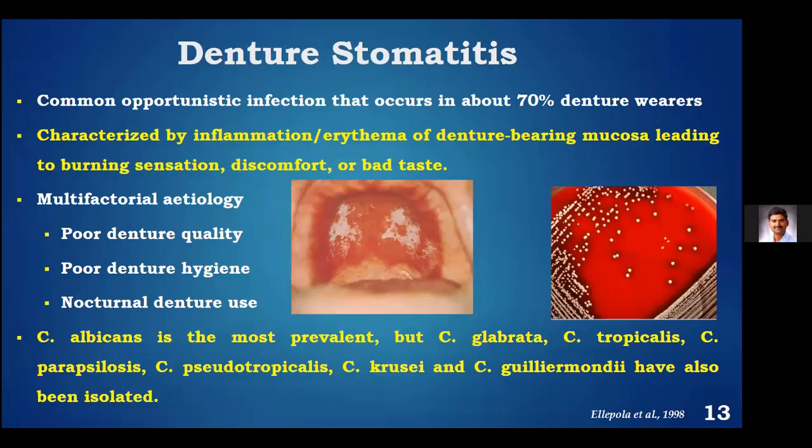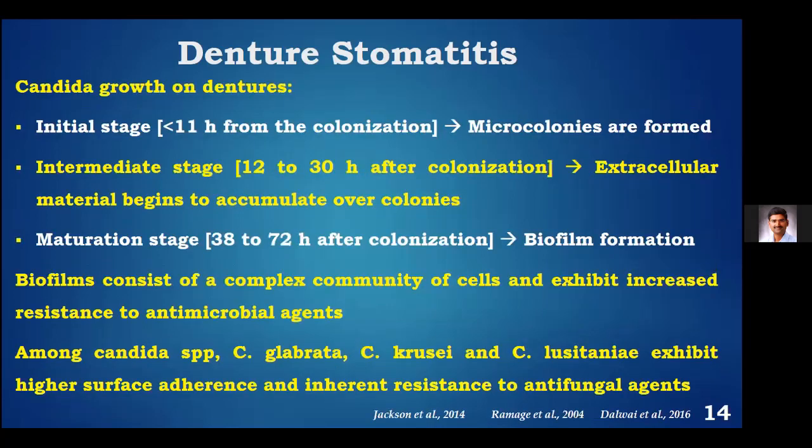A variety of microorganisms contribute to the onset of denture stomatitis. Among the microorganisms, Candida albicans is the most prevalent one, although certain other Candida species have been isolated from the mouths of denture stomatitis patients. Denture stomatitis all begins with the adhesion of Candida albicans onto the surface of the dentures, and with time, they colonize the surface of the dentures and form biofilms.